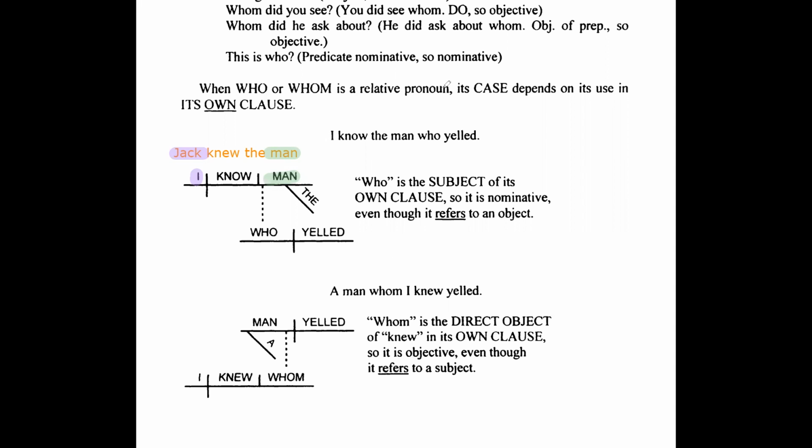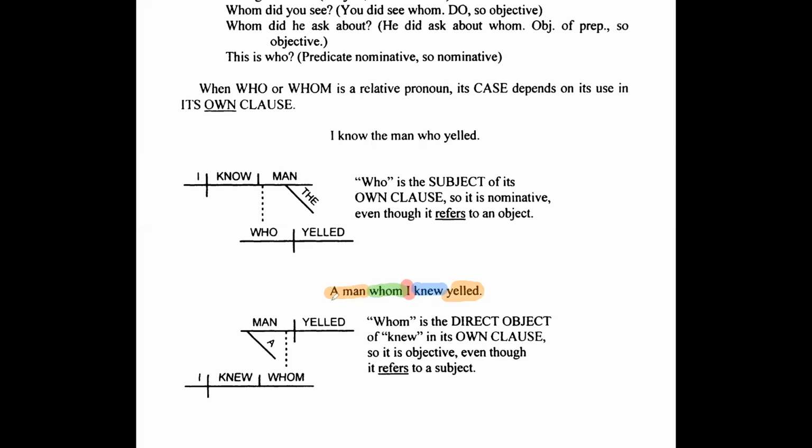Now let's look at a slightly different sentence, going back to this. I know the man who yelled. A man whom I knew yelled. Where is the independent clause? A man yelled. Now, whom I knew. Where's the subject of that? Well, I. Knew is the verb. I knew. And then whom is our direct object. And that's why whom is in the objective case.